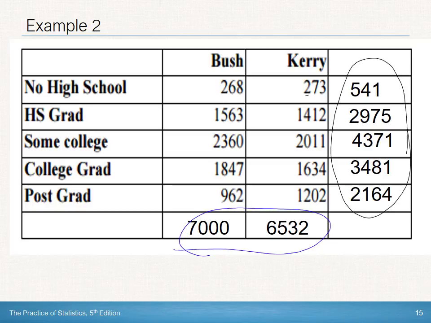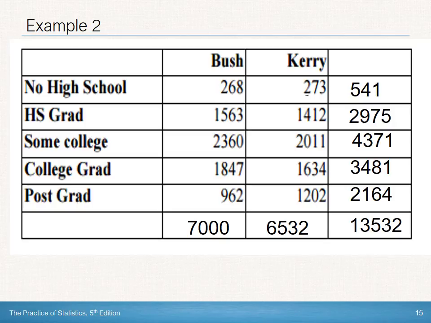So both the right-hand margin and the bottom margin, because if you've added your numbers correctly, they should both come up to the same answer. So that's a way to check and make sure that your table is set up correctly. So when we add all of those up, the easiest being the 7,000 and the 6,532, we get 13,532.